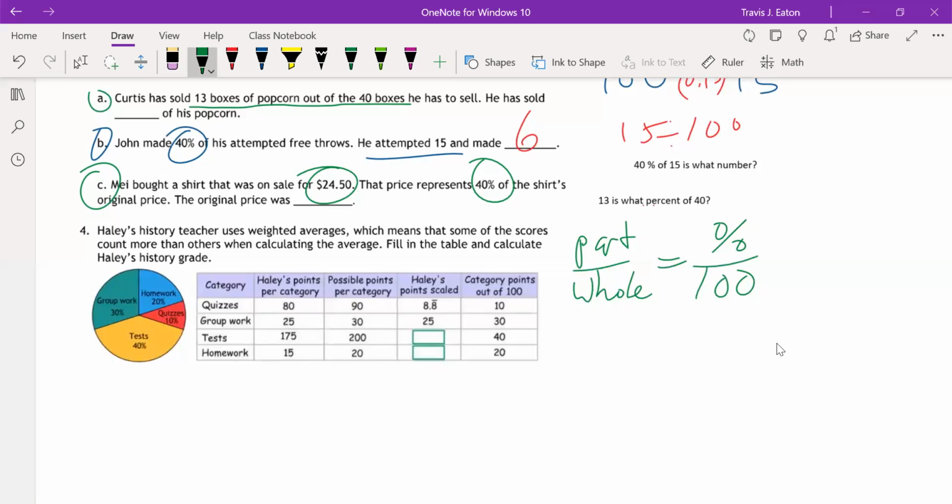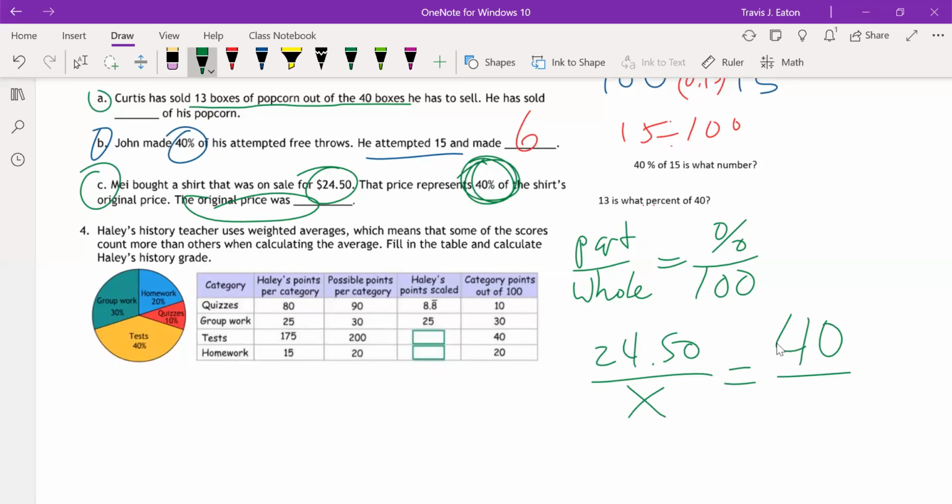So it would be super easy to say, all right, let's have a look at this. Now, in this case, the part is 24.50, right? Because that's the sale price. And we are looking for the original price, which we don't know. So that's what our X would be, our unknown. And we know that this price represents 40% of the shirt's original price. So that would be 40%, which of course is out of 100.